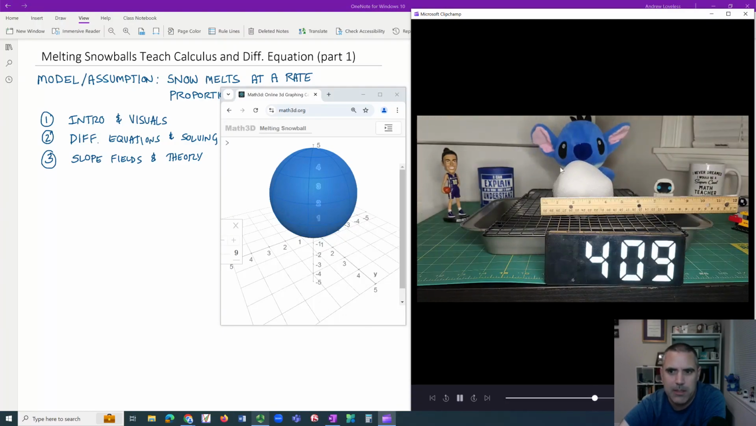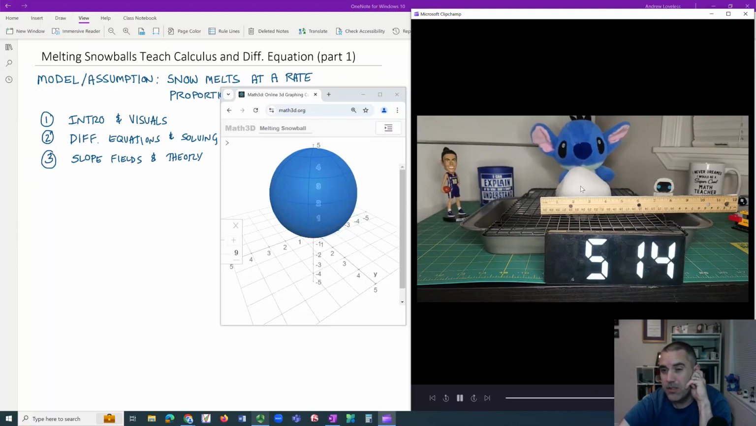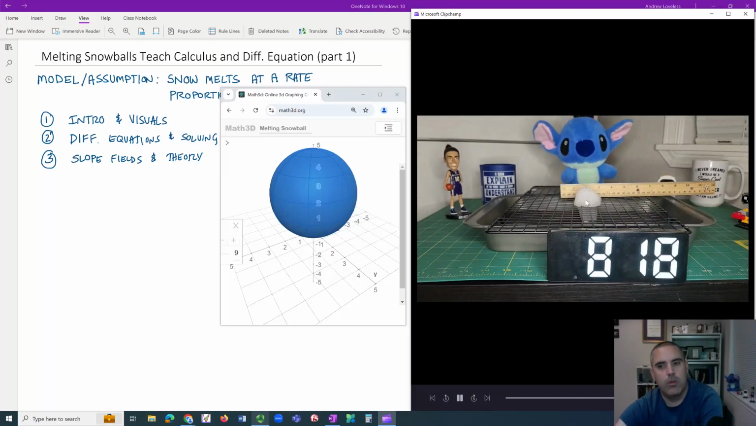This is the fastest I can make it go. And I need better editing software. So there you go. What I found was that it loses about a half an inch of diameter an hour. Now, it wasn't precise. The model wasn't perfect. You can see I jumped around a little bit.